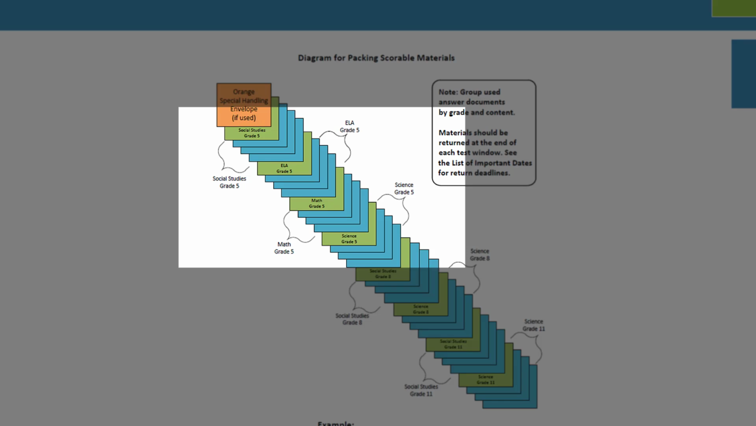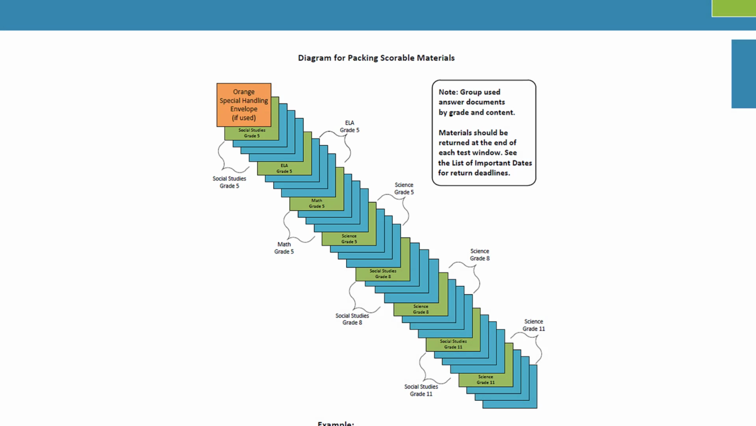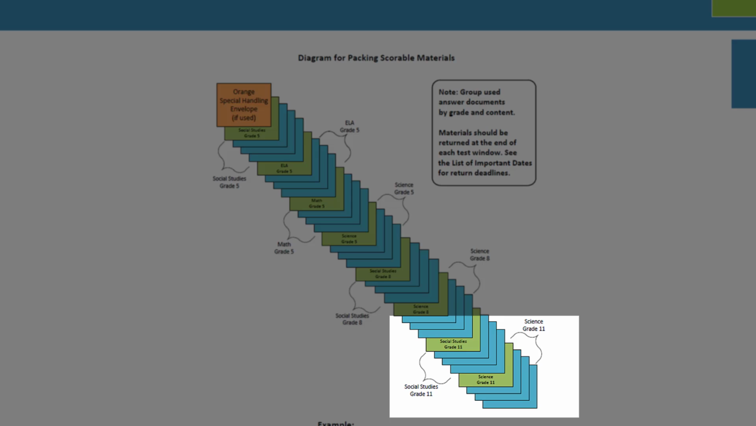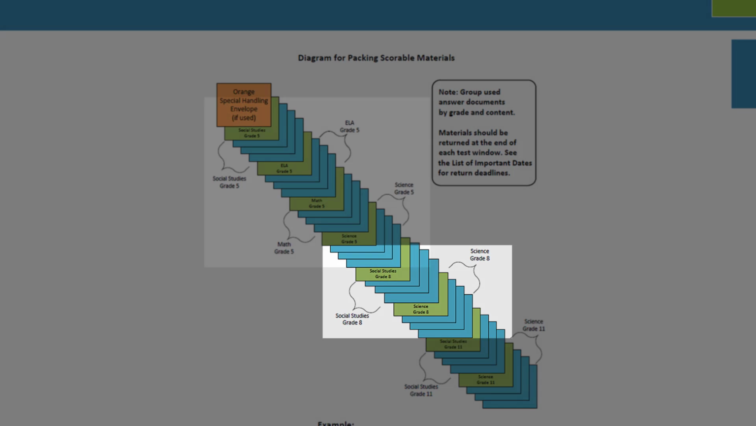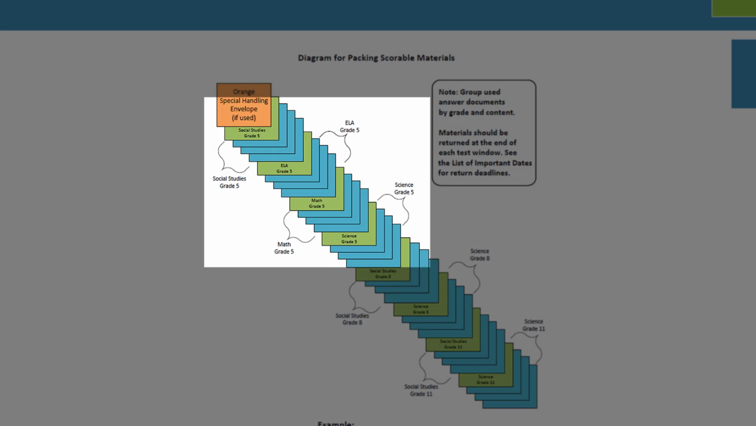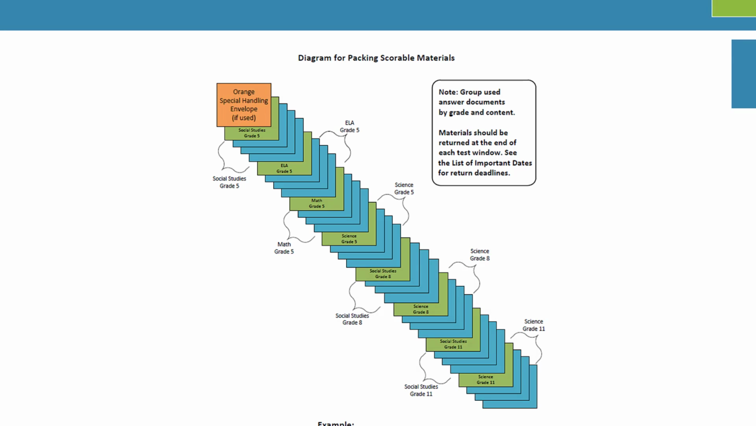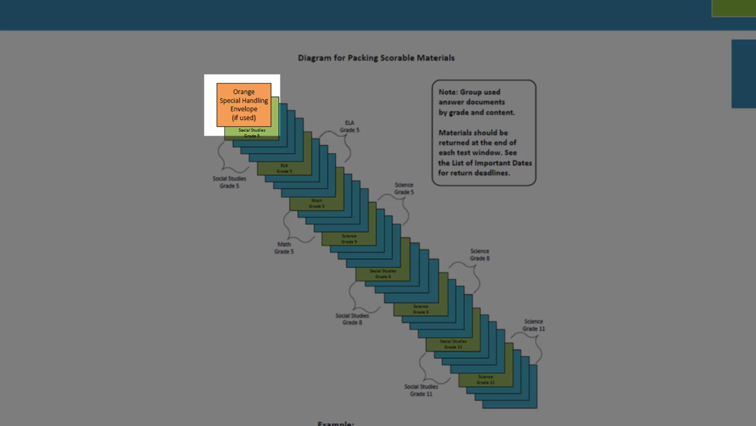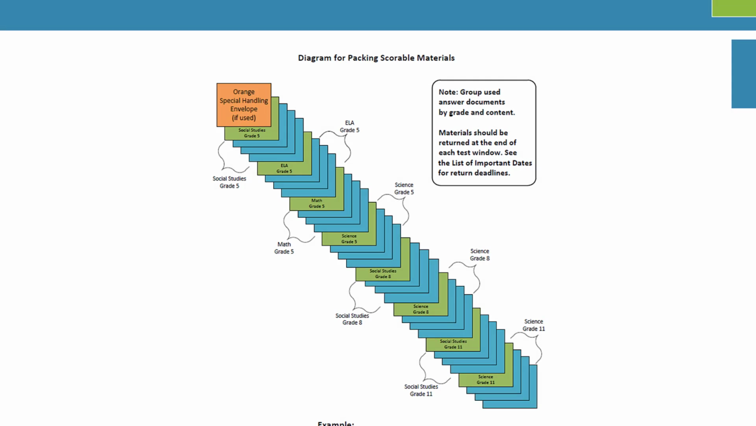grade 5 materials with science on the bottom, then math on top of that, then ELA and social studies on top of that. You make these grade level stacks, and then you'll pack each grade level group with grade 11 on the bottom, grade 8 on top of 11, and then grade 5 on top of that. Then, if you have materials in the special handling envelope, that goes on top of that.